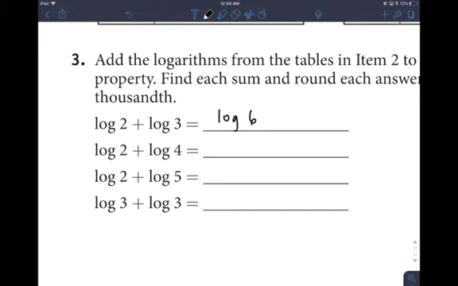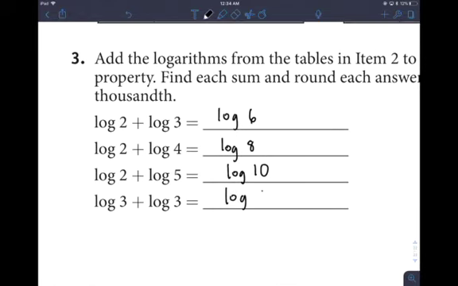Log base 10 of 2 plus the log base 10 of 4 is the same thing as the log base 10 of 8. And the log base 10 of 2 plus the log base 10 of 5 is the same thing as the log base 10 of 10. And the last one, log base 10 of 3 plus the log base 10 of 3 is the same thing as the log base 10 of 9. So you see the pattern: when we're adding, and we use decimals, we multiply these numbers.